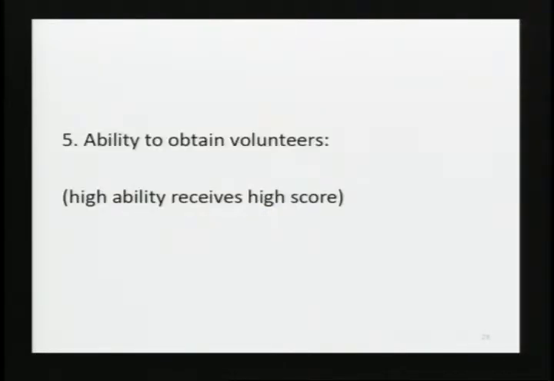The next item is ability to obtain volunteers. A high ability to be able to obtain volunteers would result in a high score. And I see this project as pretty compelling. And so I believe that this project deserves a very high score of 9.